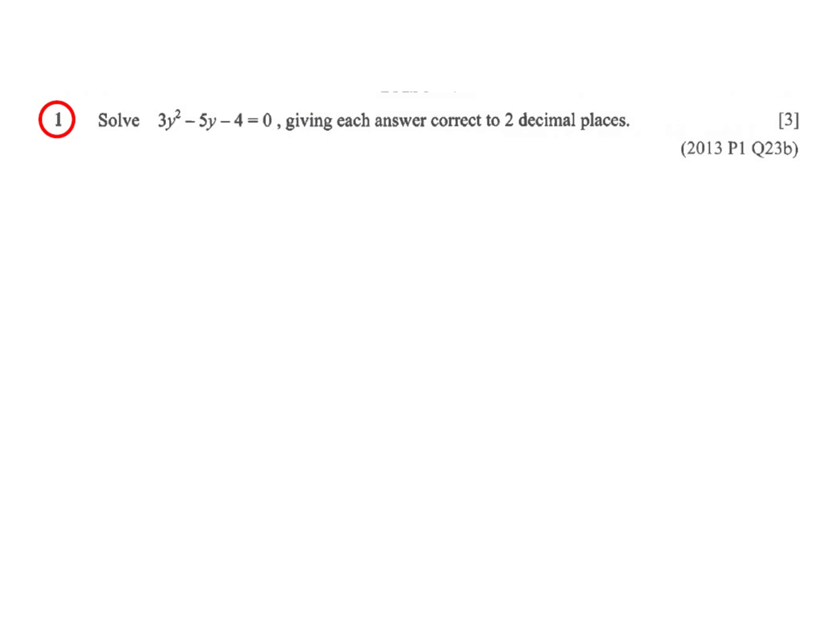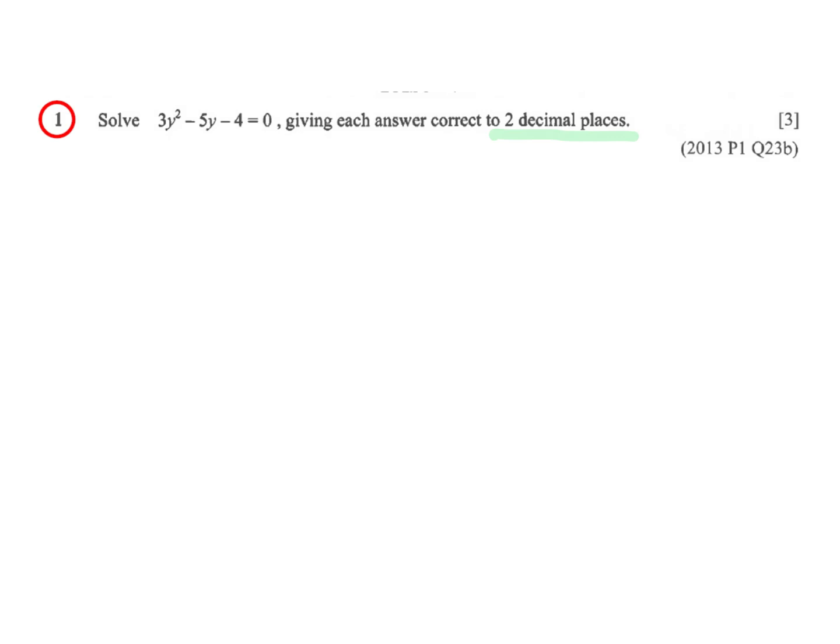Up next, solving by formula. So a very simple and direct question over here. Solve the following equation, giving your answer correct to 2 decimal places. Now usually when the question mentions such a statement like giving your answer to 3 significant figures or 2 decimal places, it's actually a direct hint for you to use the quadratic formula. But first of all, do you remember what the quadratic formula is? It will not be given in the exam, so you must memorize it.